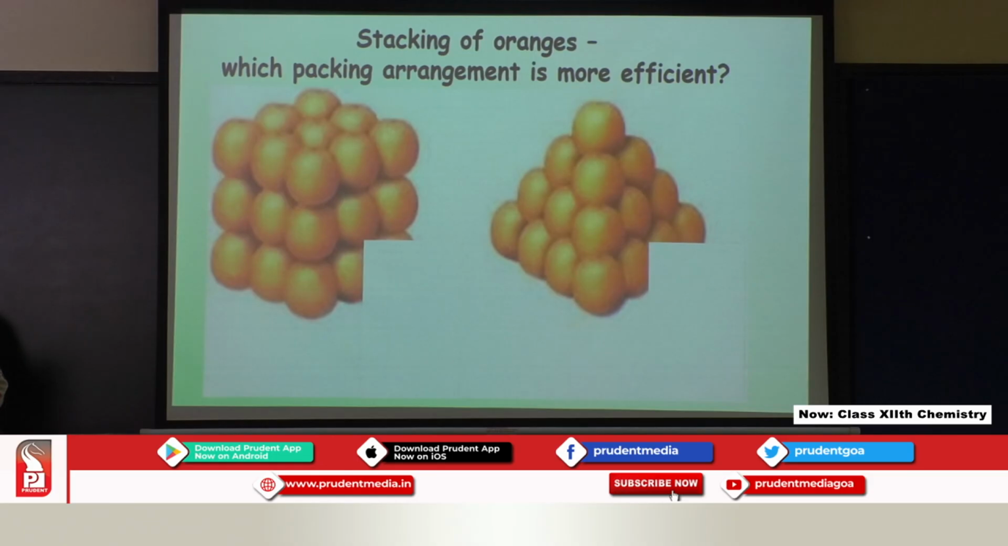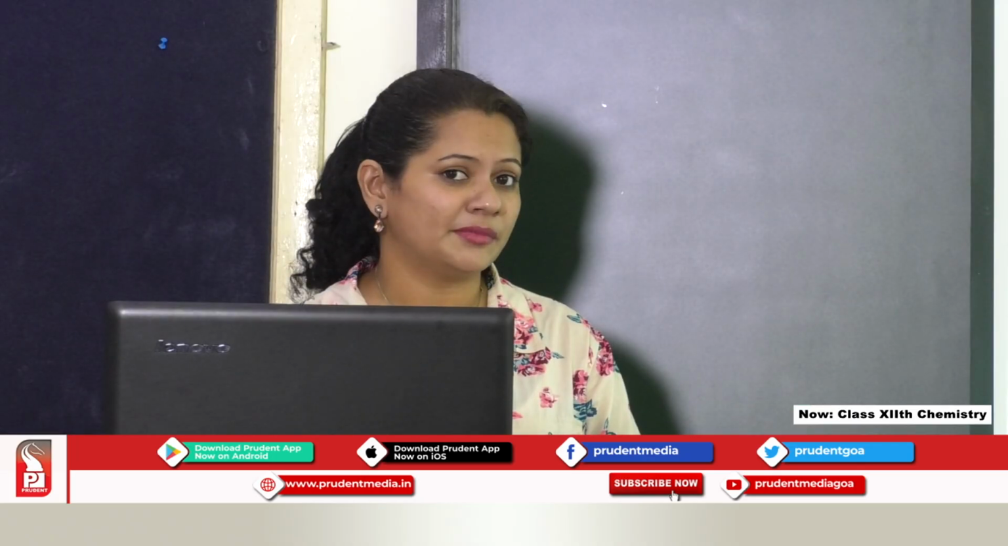We now come to the arrangement of constituent particles in a crystal lattice. Look at this picture carefully, which shows you stacking of oranges. I want you to compare these two pictures and tell me in which of these two arrangements is the empty space between the oranges minimum.